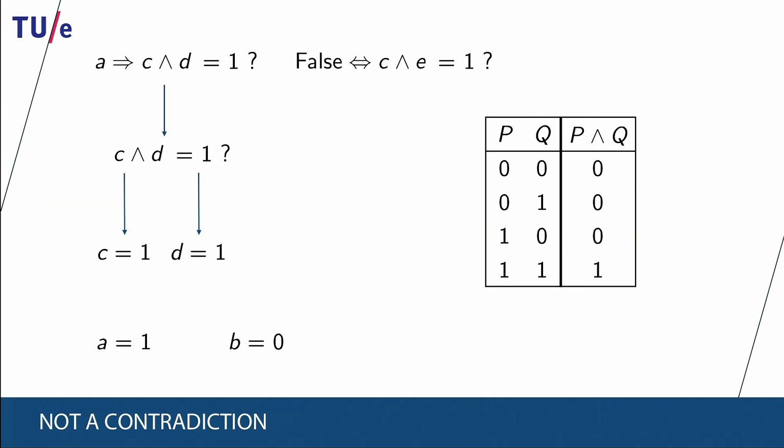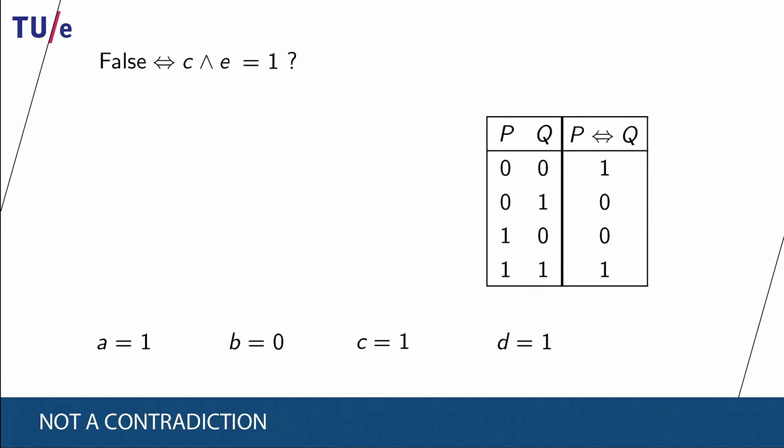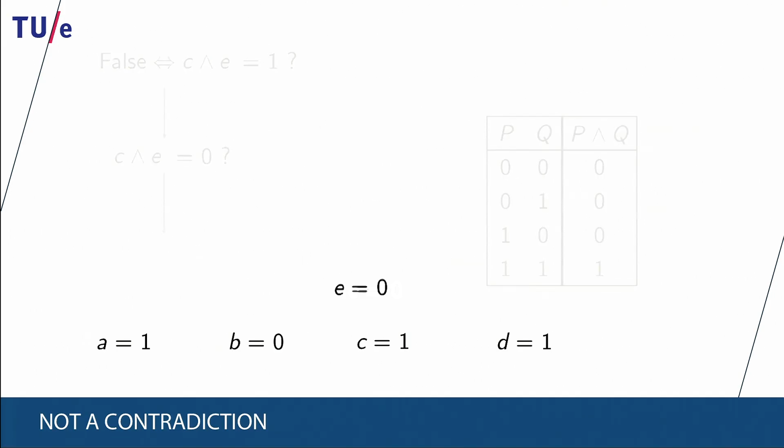It remains to consider the last conjunct. It is a biimplication with false as left-hand side. So we need an assignment that makes the right-hand side evaluate to false too. Note that we now have a conjunction, and we have also committed to assigning true to C. So the only way to make the conjunction evaluate to false is by assigning false to E. Our assignment is now completely determined.